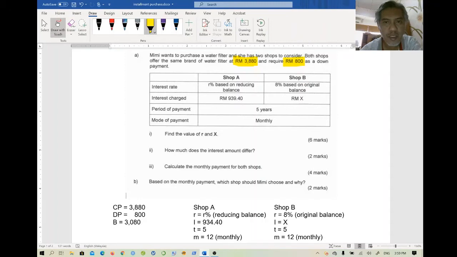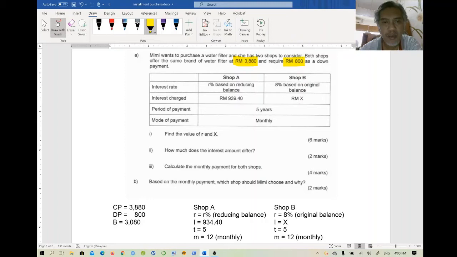We have two shop options here. The first shop says the interest rate is R%. It doesn't give you the interest rate, but just states R% based on the reducing balance. So for shop A it is reducing balance, meanwhile for shop B you have 8% based on the original balance. Shop A has calculated the interest charge to be 939 ringgit 40 cent. But for shop B, you have to calculate yourself and get the value, given in the form of X.